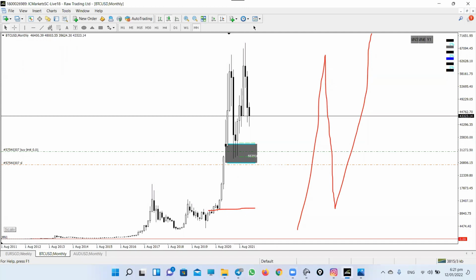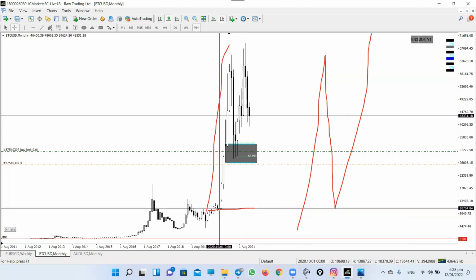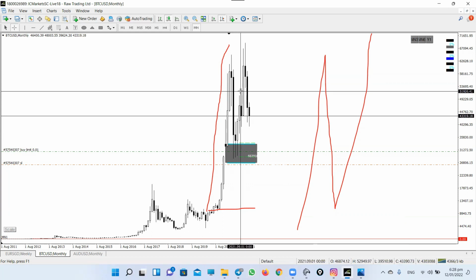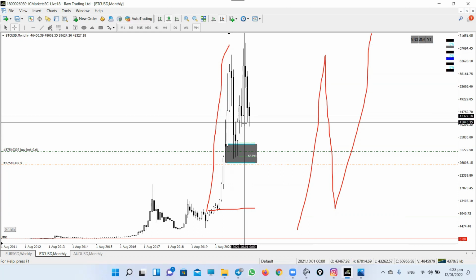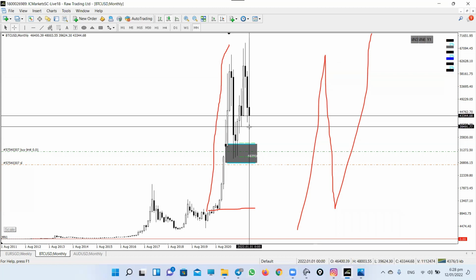From 10,000, it moved up. And look at that, in 2021, market moved up to this area, 68 or 69,000. Market just tested almost 69. And here, look at that, 10,000 to 69, 50,000 USD moved. So now it is time for the drop. It is time for the drop. We can expect some drops from the market.